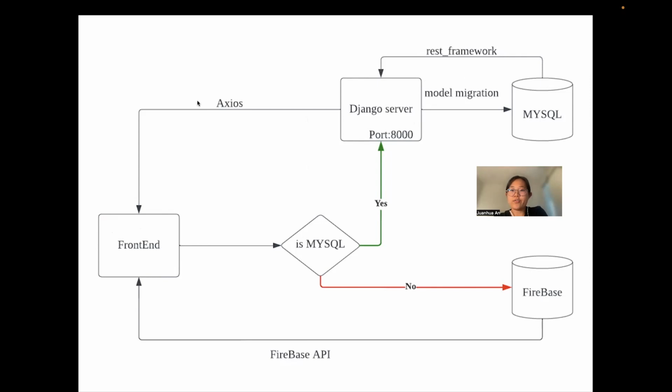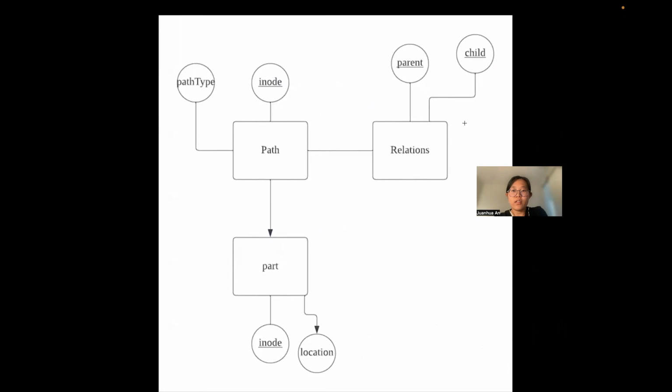Here I will introduce the diagrams of the file system and data size in MySQL. This is the diagram of the file system. There are three entities: path, relations, and part. The path stores the path type, which is file or directory, and inode is the ID of this path. The relations will store the inodes of different paths, the parent and the child. It will denote the parent and child relative relations between the different paths.